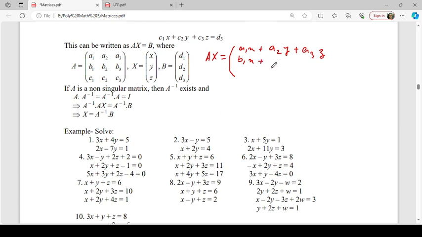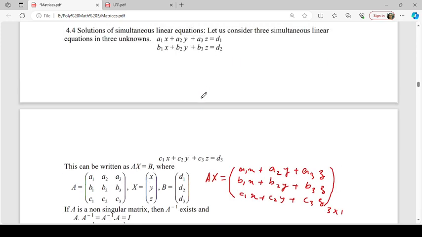And the second element is B1X plus B2Y plus B3Z. Third element is C1X plus C2Y plus C3Z. So this is the product AX. It is of order 3 by 1. And because AX is equal to B, corresponding elements are equal. So this element is equal to D1, this element is equal to D2, and this element is equal to D3. So this gives us this equation.